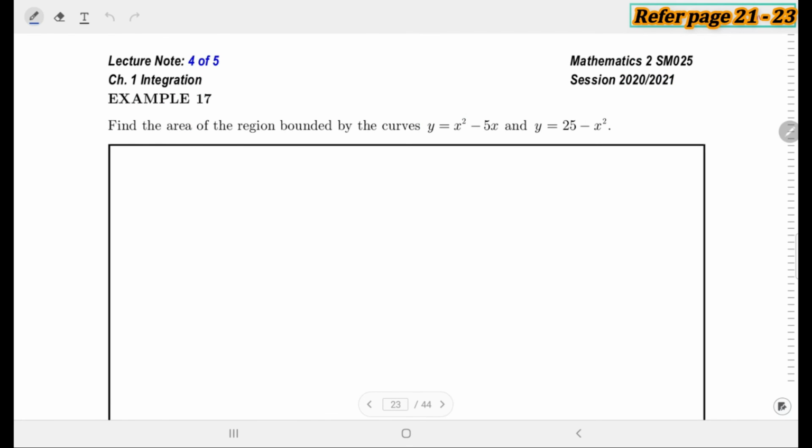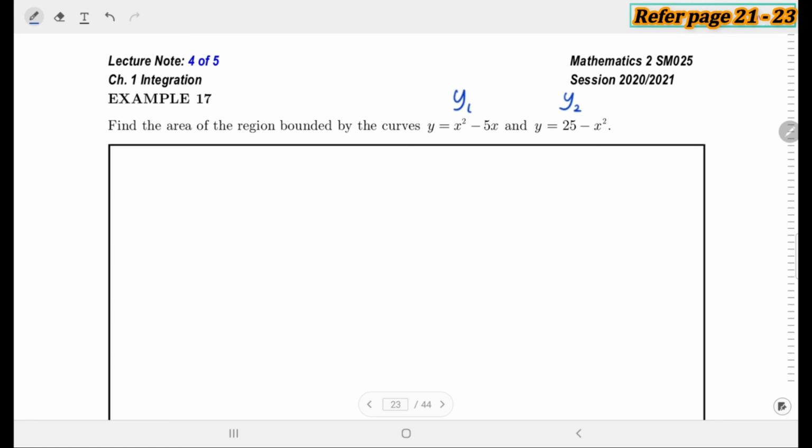Next page, example 17. Find the area of the region bounded by the curves y equals x squared minus 5x and y equals 25 minus x squared. Okay, there are two curves here. One is a positive quadratic, while the other one is a negative quadratic, 25 minus x squared. As usual, we're going to sketch them first in order to describe how the region looks.